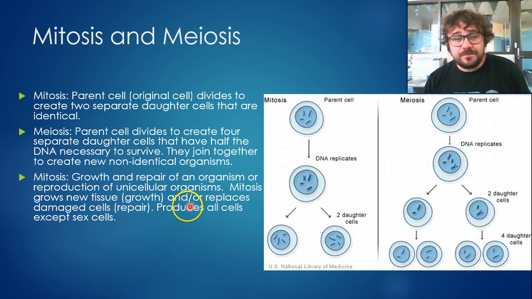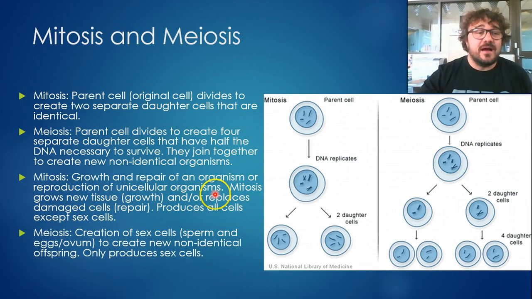Now, the fact that it replaces damaged cells or it's used for growth is why it needs to make identical cells. You can't have random cells growing with different DNA. That's actually one of the things which leads to cancer.